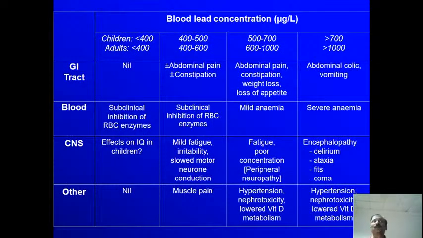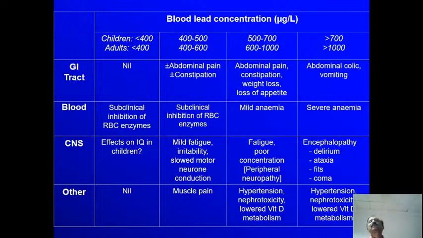And look at what problems can occur in the GI tract. Depending on the concentration in the bloodstream, you can have abdominal pain, vomiting, constipation and loss of appetite. The abdominal pain is classically known as lead colic. So with this lead colic, you can have either a pain or a colic. You can have abdominal pain, constipation and loss of appetite.